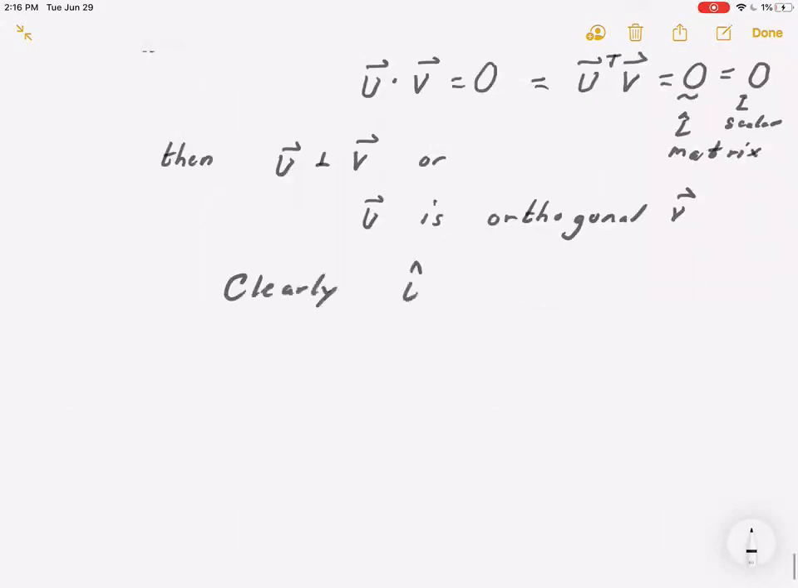So clearly, i hat is orthogonal to j hat. By definition, that's how I set those guys up. The unit vector i hat points in the positive x direction, and the unit vector j hat points in the positive y direction.